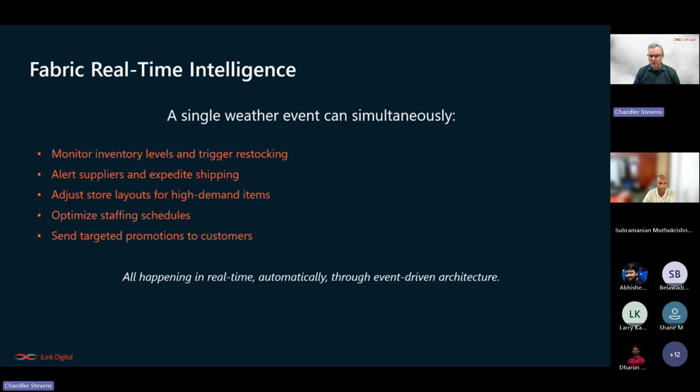So Fabric Real-Time Intelligence, what it can do. A single weather event can simultaneously monitor inventory levels. It can adjust store layouts in real time, moving high demand items to more accessible locations. It can optimize the staffing schedules. In addition, bringing team members in or redistributing existing staff. And it can send targeted promotions to customers, perhaps offering delivery services when stores may be overcrowded due to demand.